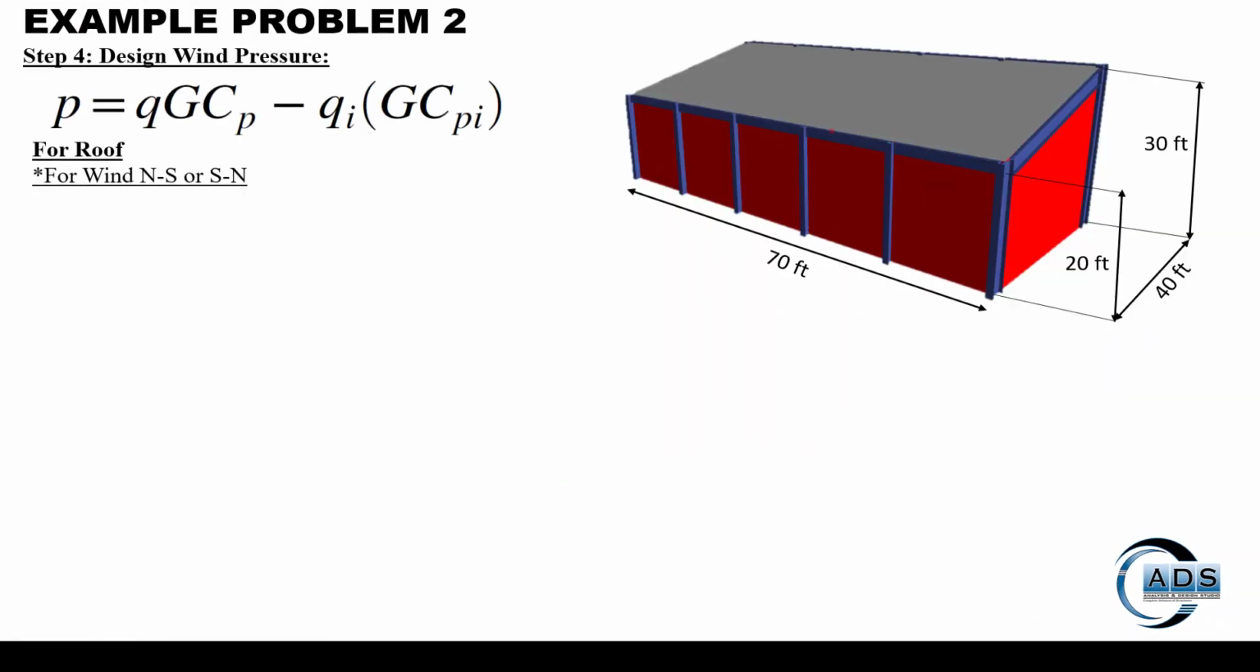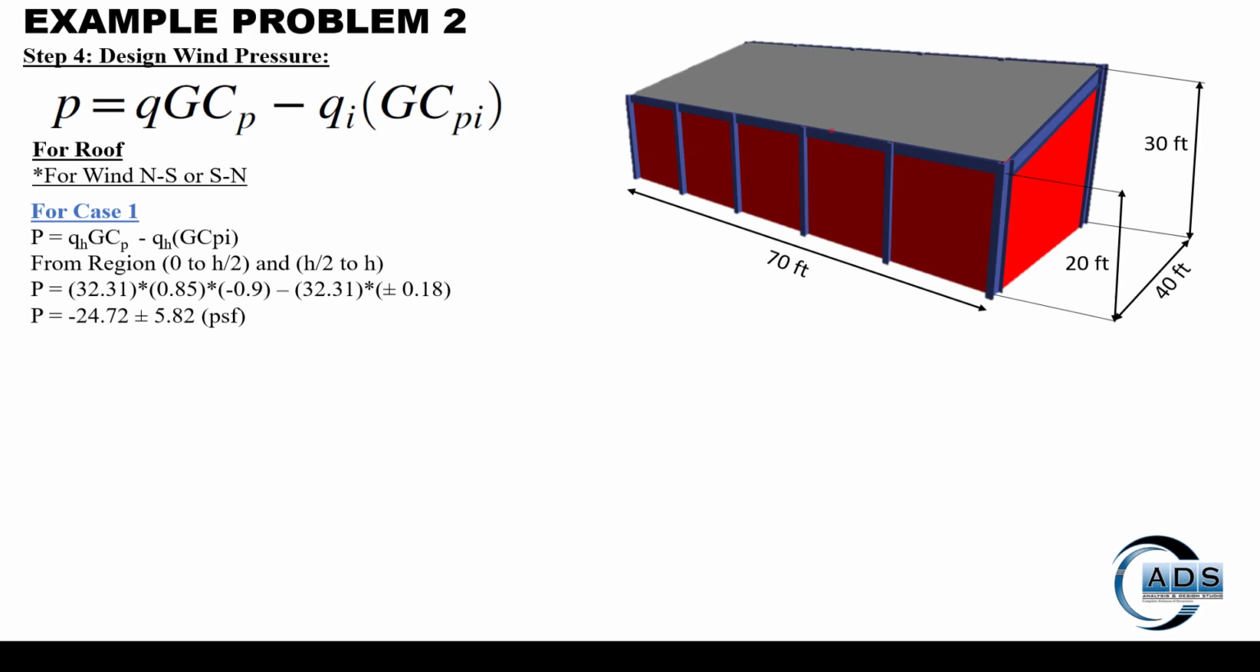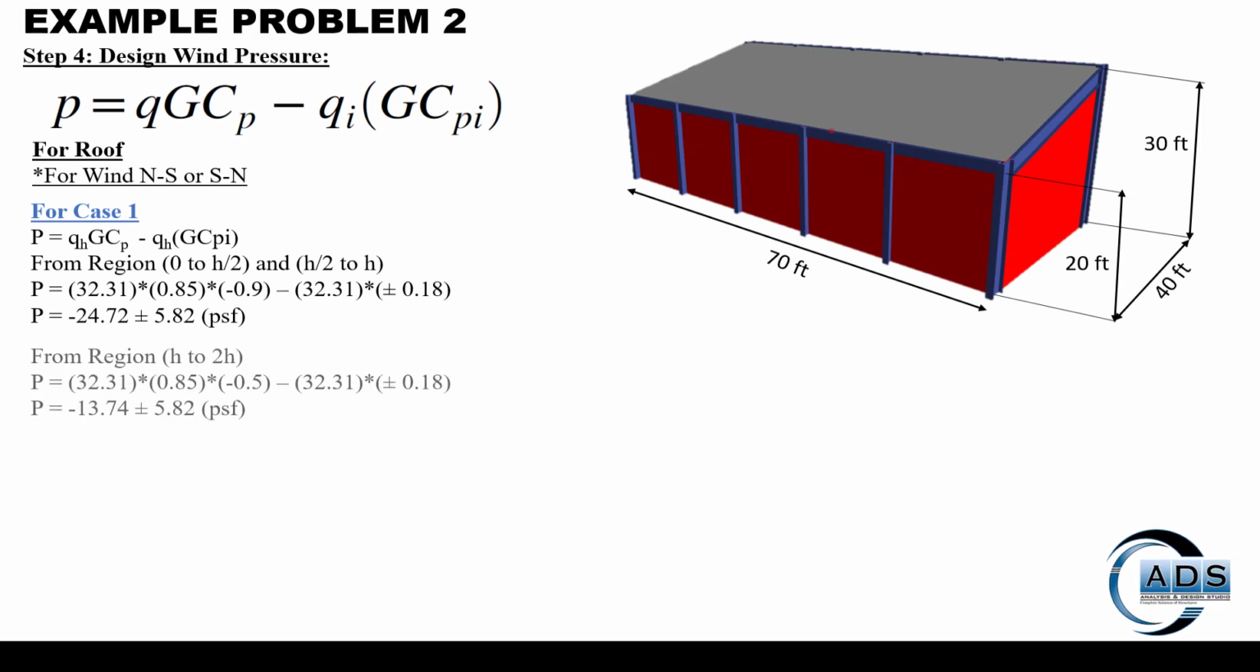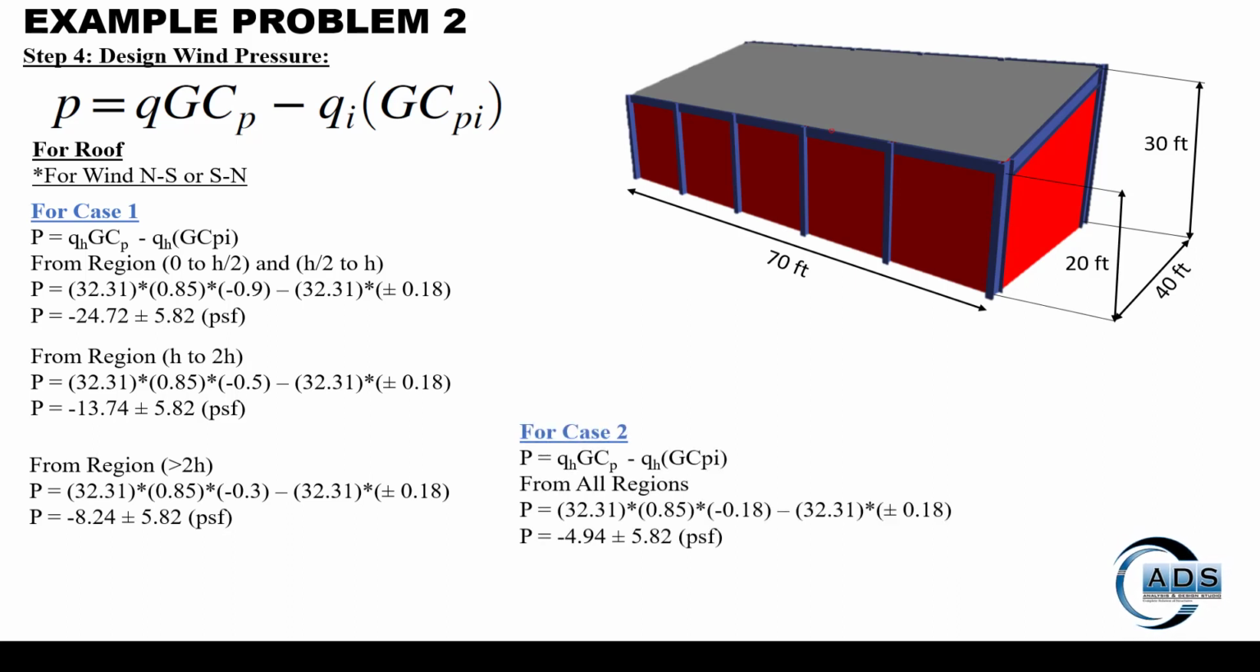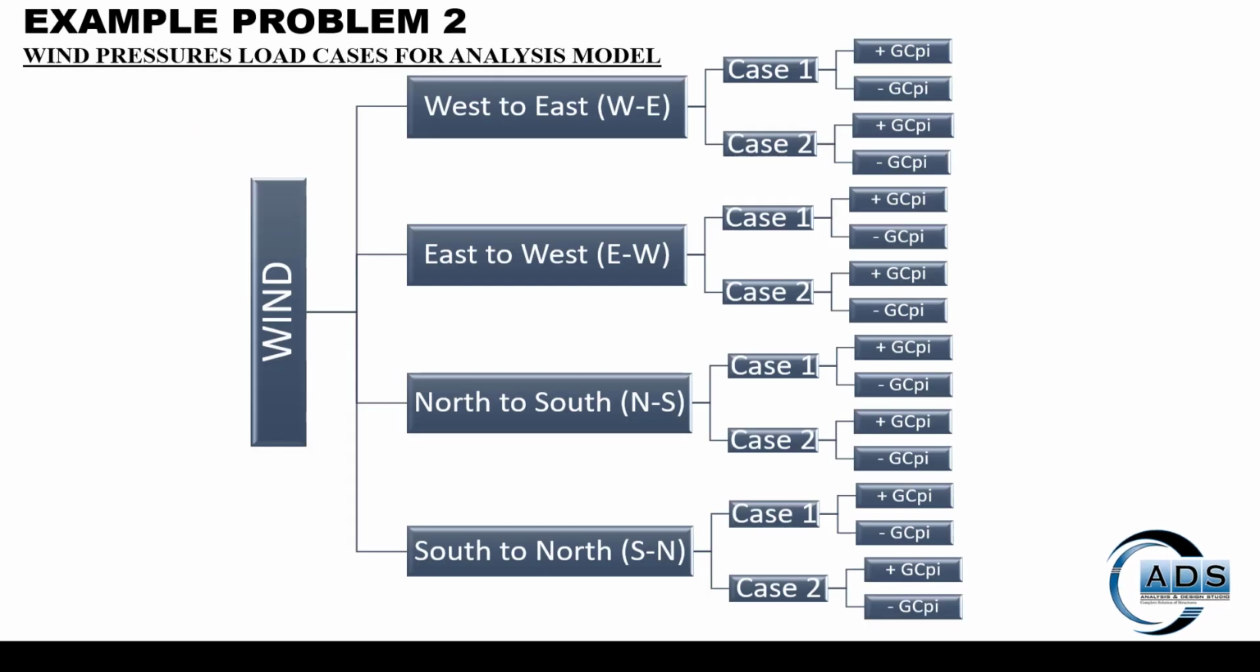For wind north to south or south to north, for case 1, for region 0 to H, for H to 2H, and for greater than 2H region, pressures are shown. For case 2, all the regions are having the same pressure. I have discussed this chart in the last video, so there should be 16 cases. So let's see one by one.